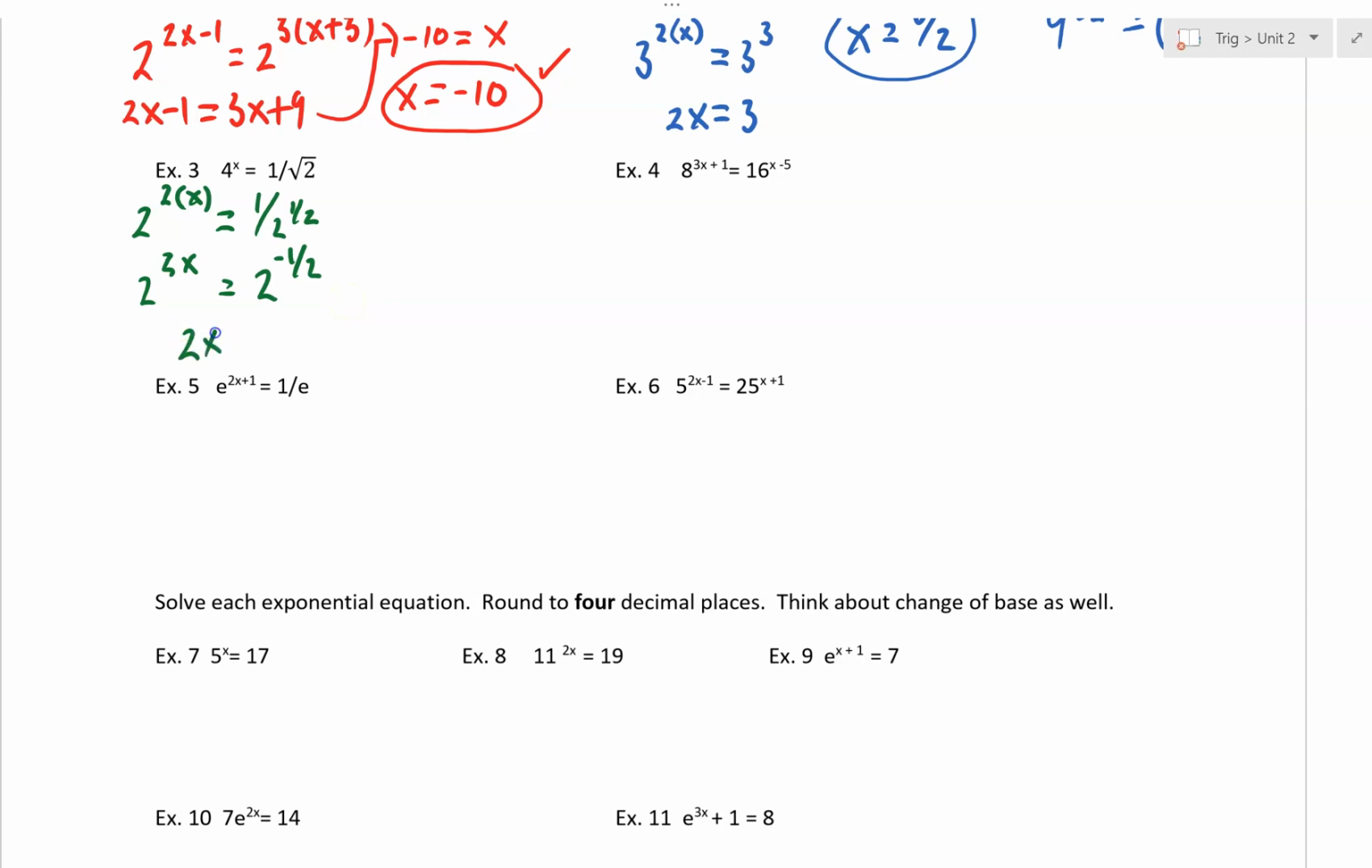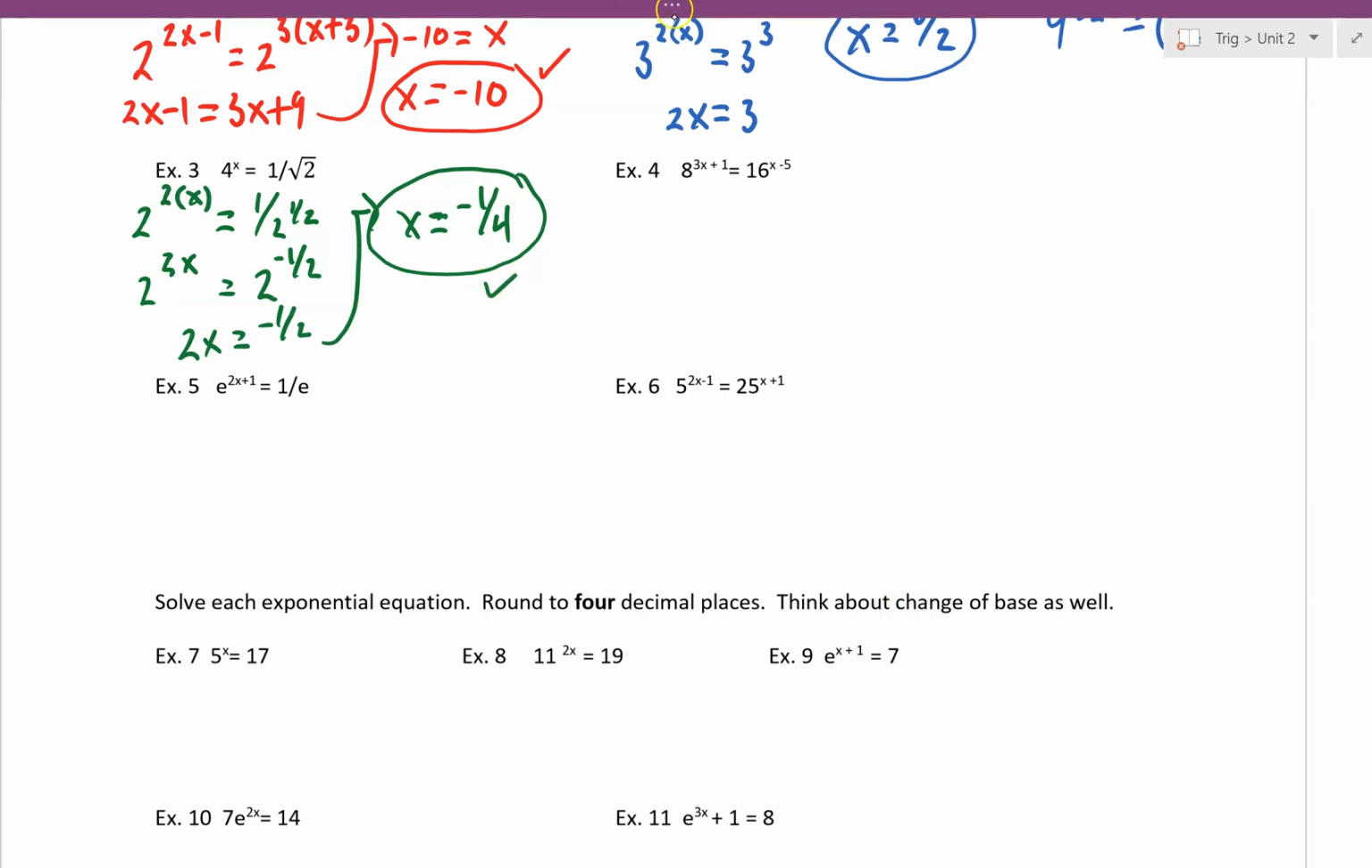Now I can say 2x is equal to negative 1/2, which then would lead me to say that x is equal to, and in this case, dividing by 2 or multiplying by 1/2, you get negative 1/4. So plugging that back in should give you the same answer here, which would be the case. Now, this one might be a little harder to plug back in, but you could use your calculator and just plug it in and check it. But you'll see that it is correct.